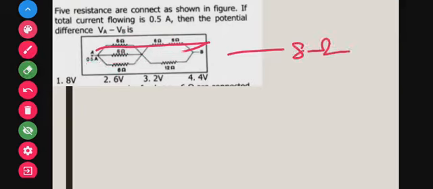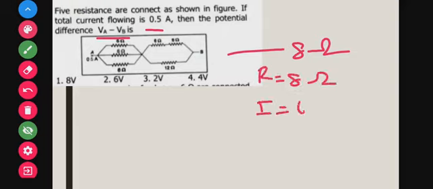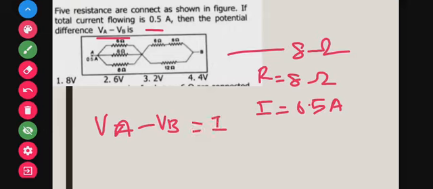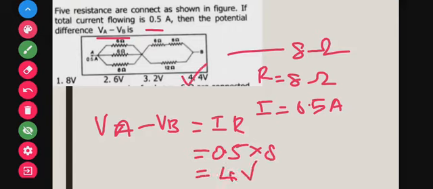And you have got 8 ohm, and we have to find the potential difference. The resistance and current flowing are given: R is 8 ohm and the current is 0.5 ampere. So your potential difference VA minus VB is equal to the total I into R. I is 0.5 and R is 8. So 0.5 into 8 is nothing but 4. So 4 volt. Option number 4 is the correct answer.